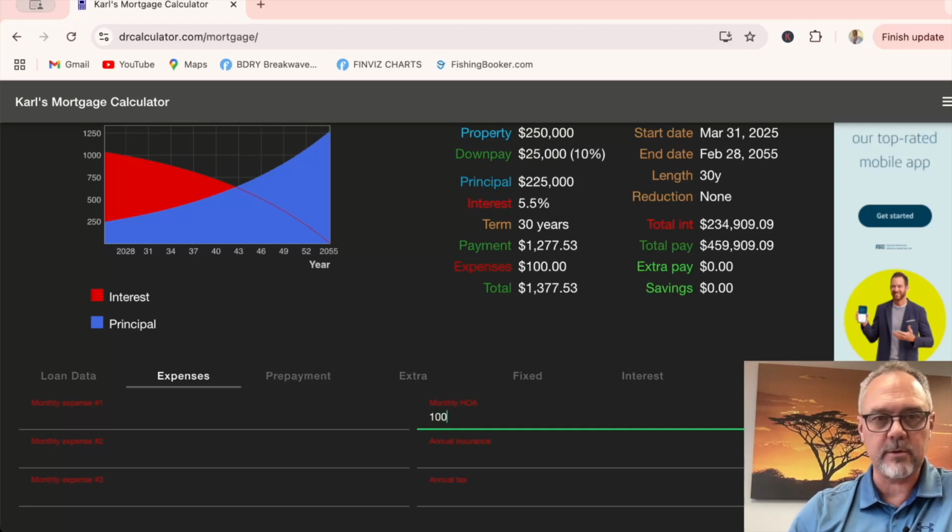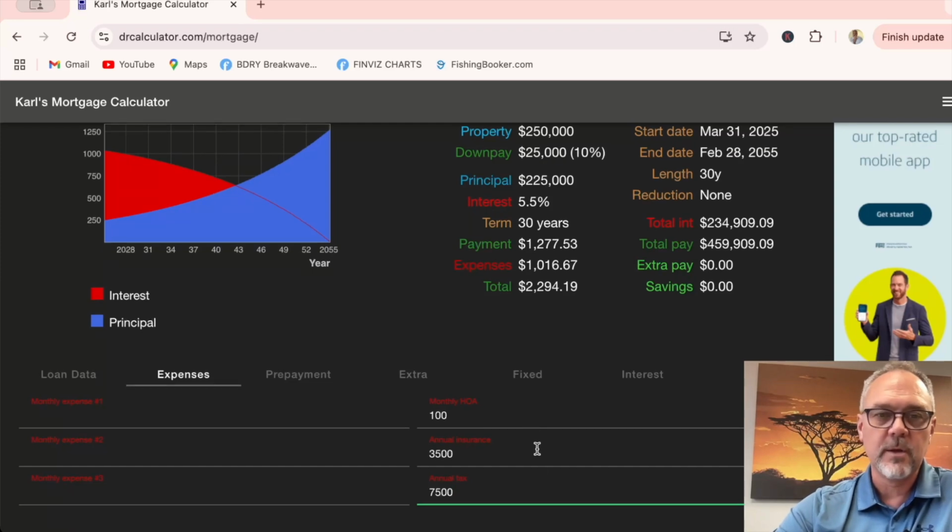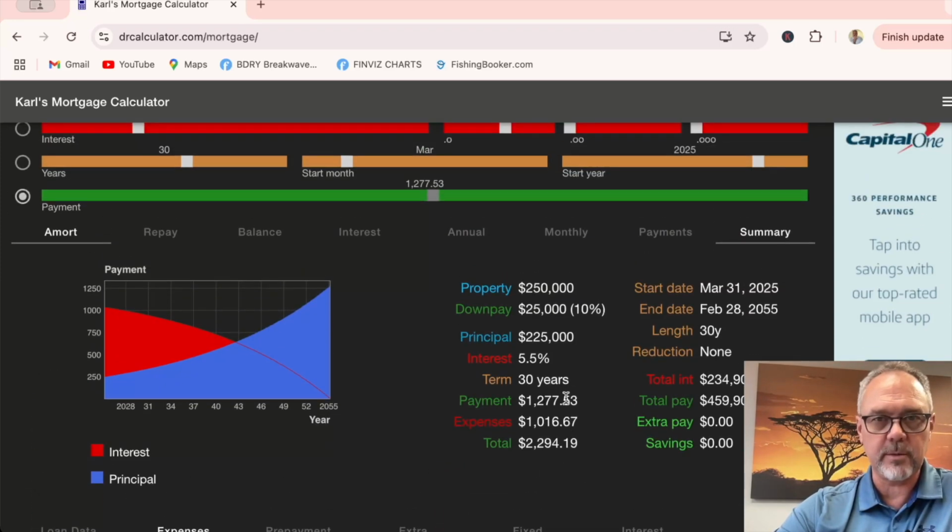So we got $100 for the HOA fees, annual insurance, I'm in Texas, $3,500. Annual taxes, I'm in Texas, $7,500. And so we've got that in there. And so let's take a look at the numbers up here now.